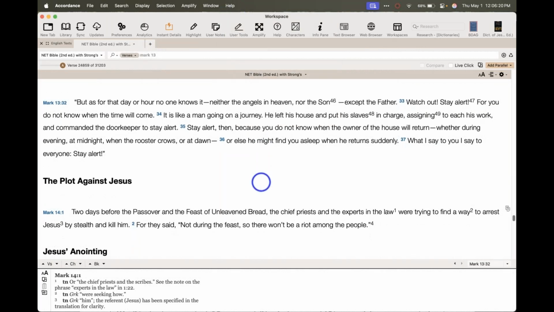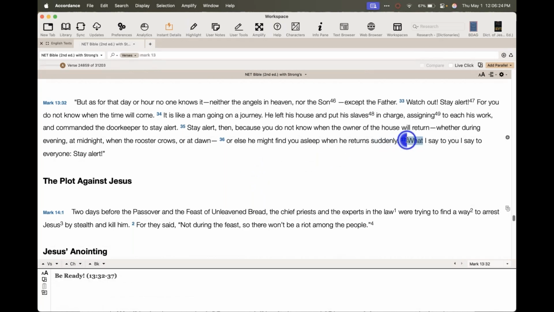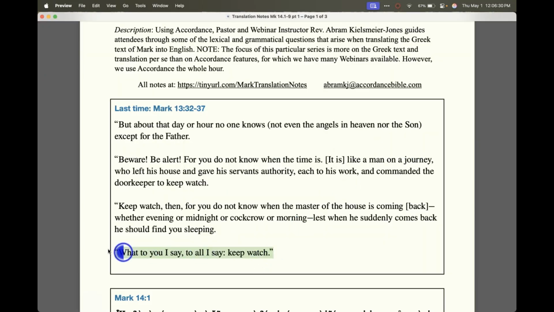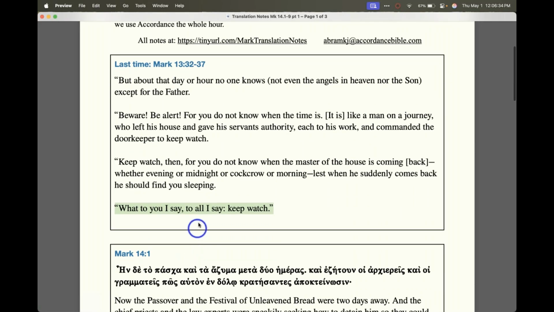There is this one move that Jesus makes where he says in verse 37, "What I say to you, I say to everyone, stay alert." Or, what to you I say, to all I say. I tried to preserve the word order in my translation: keep watch. So we don't know, is he looking around and saying this to other people?